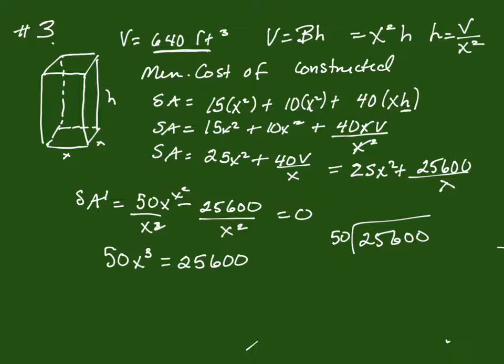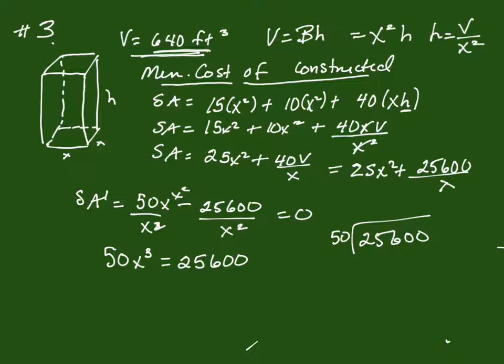Okay, for number 3, they have a rectangular box with a square base. So I've drawn that, and it has to have a volume of 640 feet cubed. And they want to know, there's different prices. They want to know the minimum cost of it constructed.